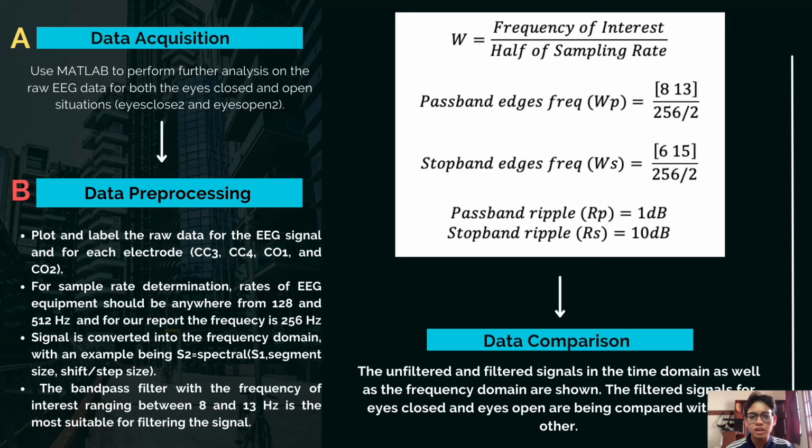The pictures on the right side show the information needed to compute the bandpass filter for filtering the data. W is equal to the frequency of interest divided by half of the sampling rate. The passband edge frequency WP used is 8 to 13 Hz divided by half of the sampling rate, where the sampling rate is 256 Hz. For the stopband edge frequency WS, 6 to 15 Hz is used, divided by half of the sampling rate, where the sampling rate is 256 Hz. Passband ripple RP and stopband ripple RS used are 1 dB and 10 dB.